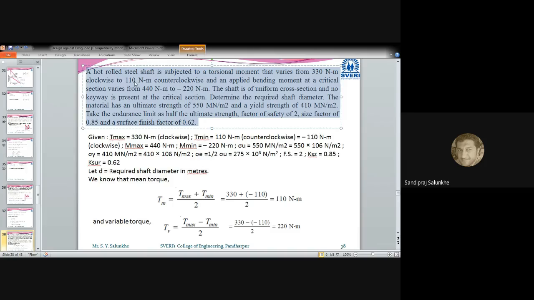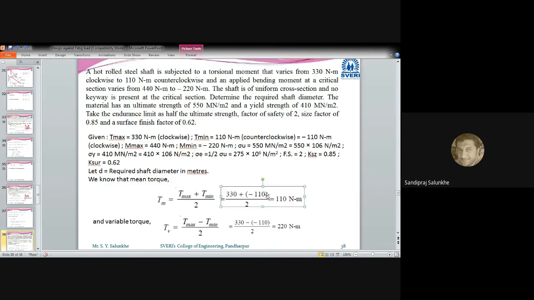First of all, I will read the statement, and slowly one by one, you please solve this problem. A hot rolled steel shaft, manufacturing process is rolling, is subjected to a torsional moment that varies from 330 Newton meter clockwise to 110 Newton meter counterclockwise, that is anti-clockwise. So one can understand what will be the cycle of this torsional loading.